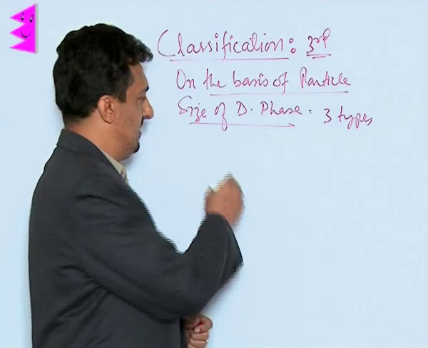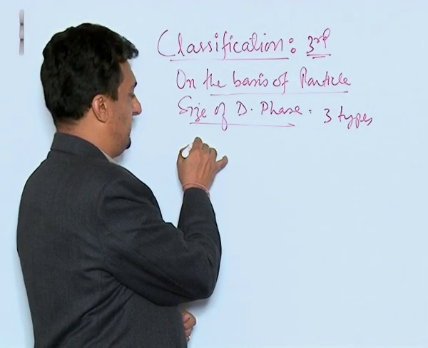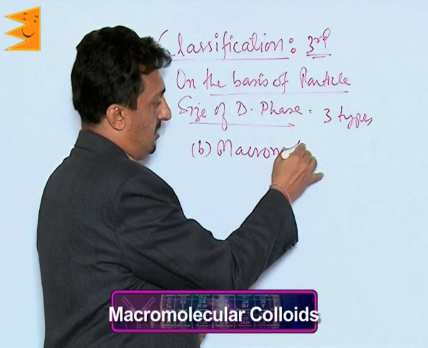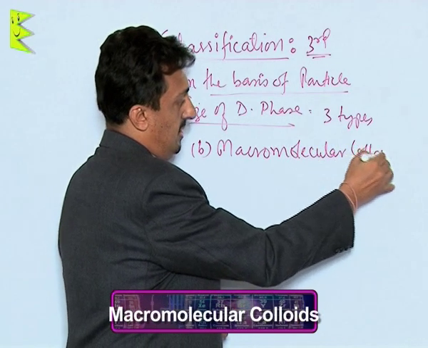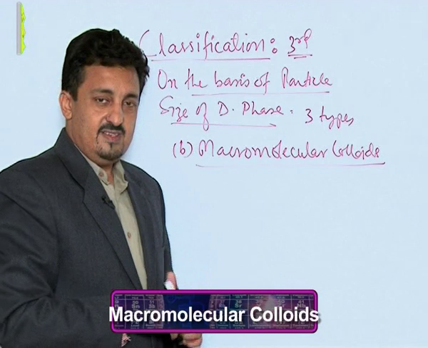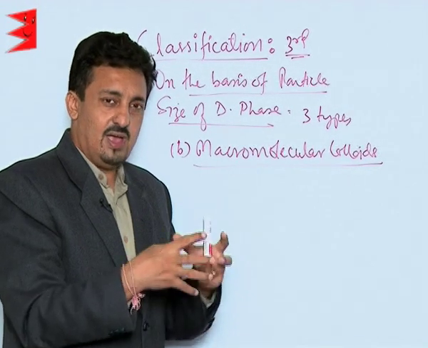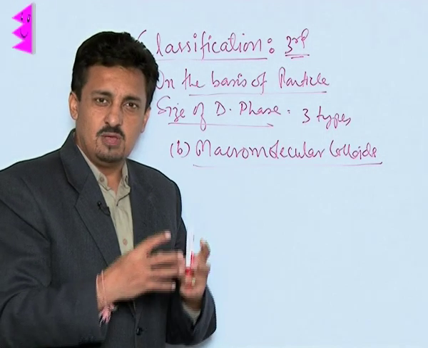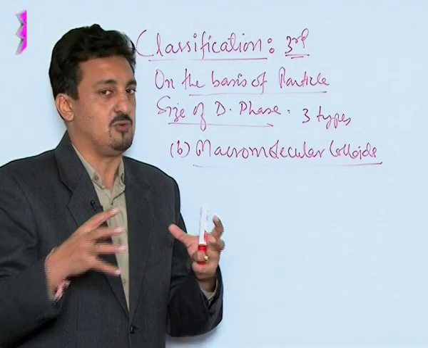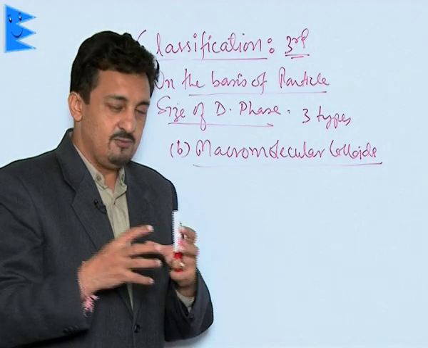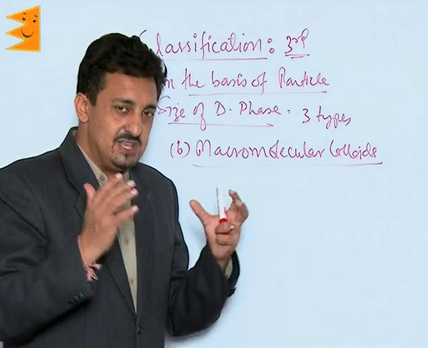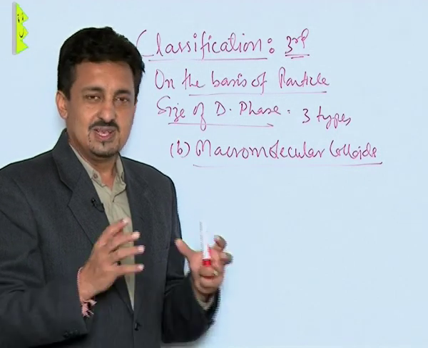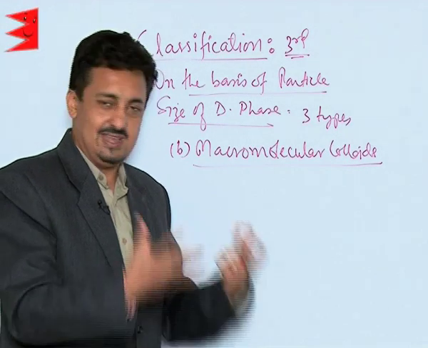The second type of colloids, on the basis of the size of the particles of the dispersion phase, are macromolecular colloids. As the name suggests, these are the colloids whose particles are already of very large size. So the moment you put them in a suitable medium, they directly form the colloidal system. The reason is their individual particles are already large enough and of the range of colloidal size. That is why the moment you put them in medium, they directly form the colloids.